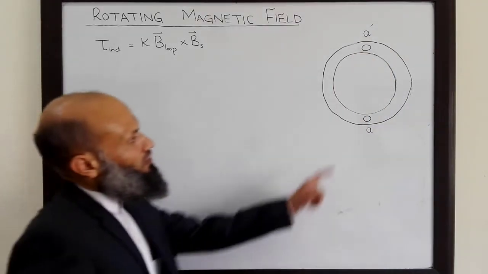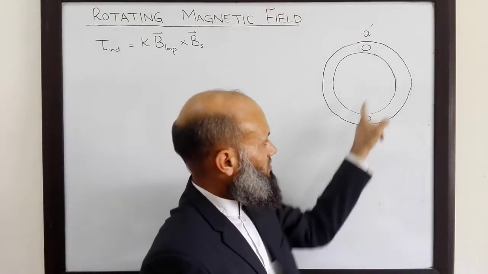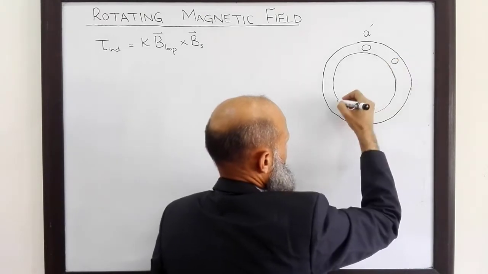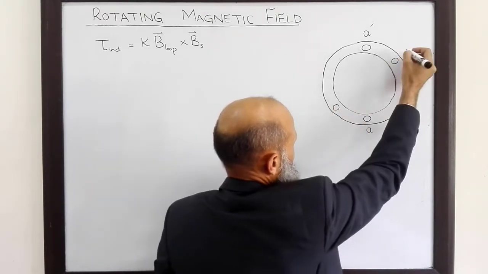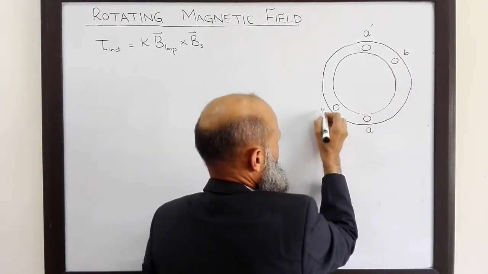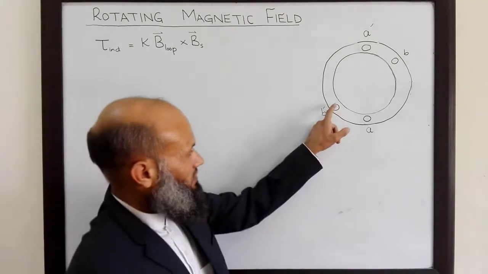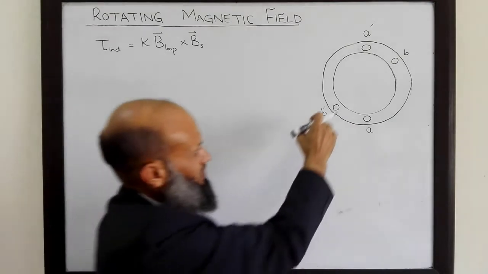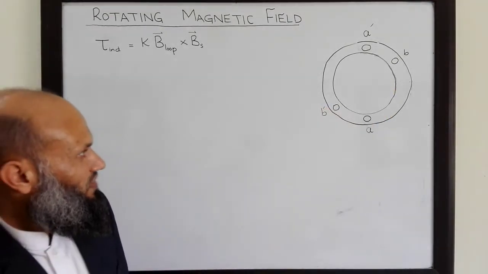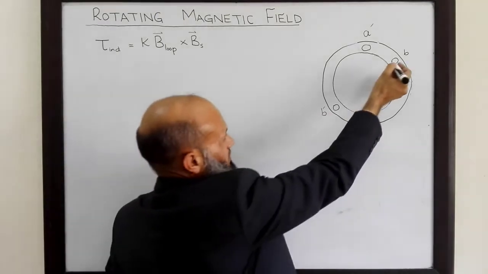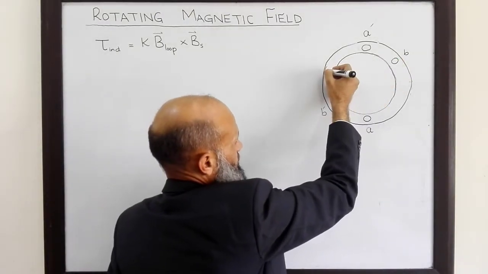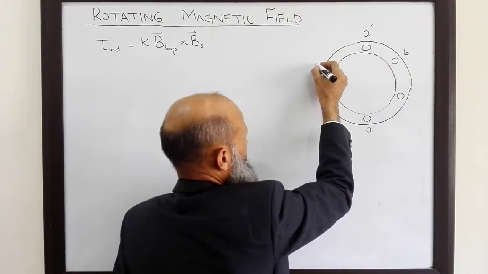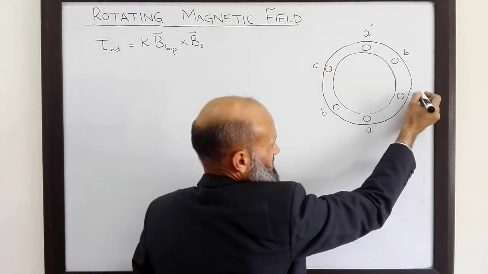Another coil is placed at 120 degrees from this coil, that is over here, and let's call this coil BB dash. These are the sides of the coil. The back side is not visible in this diagram and the front side is also not shown. And the third coil is placed at another 120 degrees from this coil. That is, this coil is CC dash.